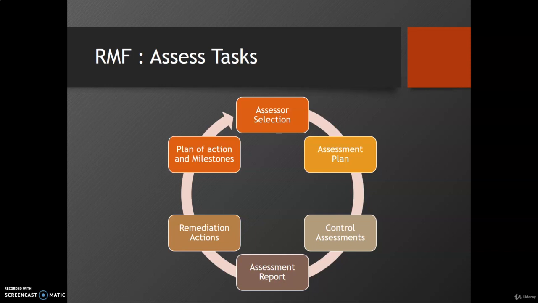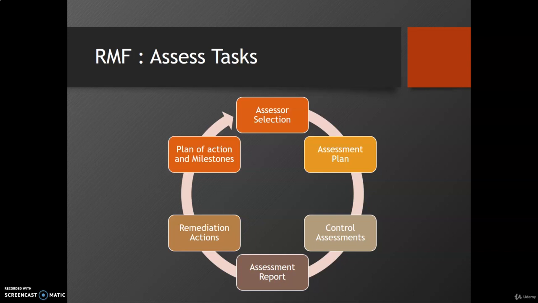So now we have developed the plan. Now the next task is control assessments. Now what we need to do is assess the controls in accordance with the assessment procedures described in the assessment plan. Control assessment determines the extent to which the selected controls are implemented correctly, operating as intended, and producing the desired result with respect to meeting security and privacy requirements for the system and organization.